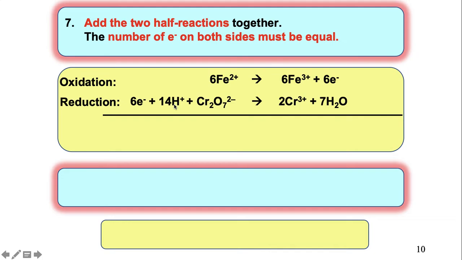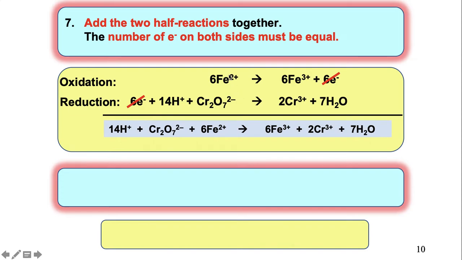Now, continue with adding the two half reactions together. When you add them, you have the same number of electrons on both sides. So just cancel out the electrons and copy back what you have in these two equations: 14H plus, Cr2O7 2 minus, plus 6 Fe2 plus, gives 6 Fe3 plus, 2 Cr3 plus, and water. This is the final answer for acidic solution. How do we know that this is the acidic solution? Because we have H plus here. When we have H plus in the final equation, that's for acidic solution.